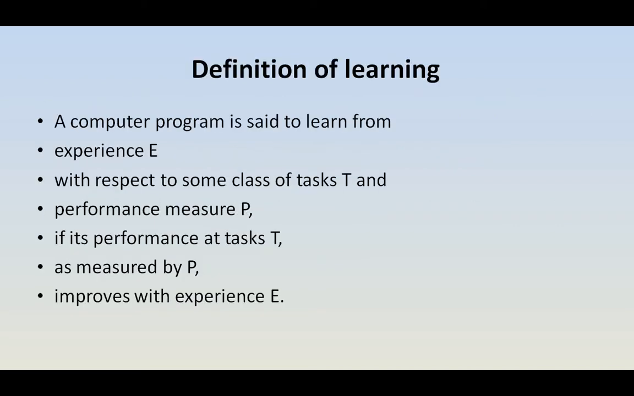Next, the standard definition of machine learning. What is the standard definition? A computer program is said to learn from experience E with respect to some class of tasks T and performance measure P, if its performance at task T, as measured by P, improves with experience E. So these are the various things that participate in the definition of machine learning: learning from experience E to carry out a certain task T, with performance measure P, where the performance at task T, measured by P, improves with experience E. This is often regarded as the standard definition of machine learning.